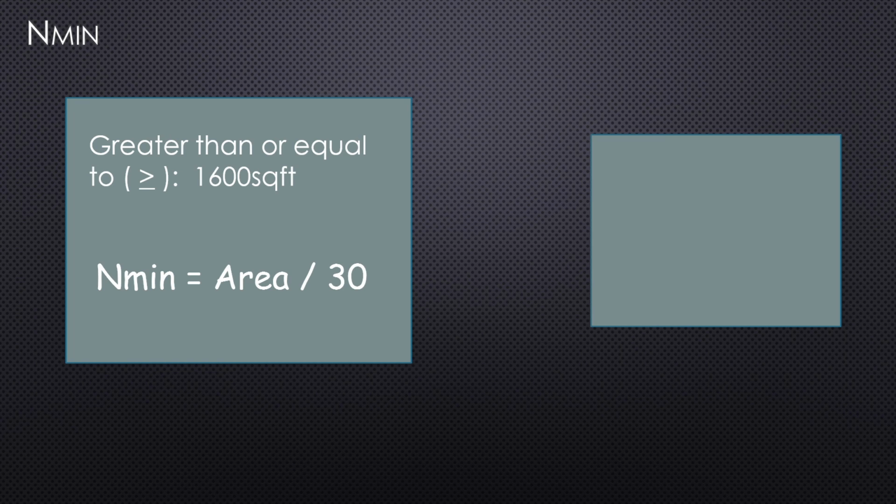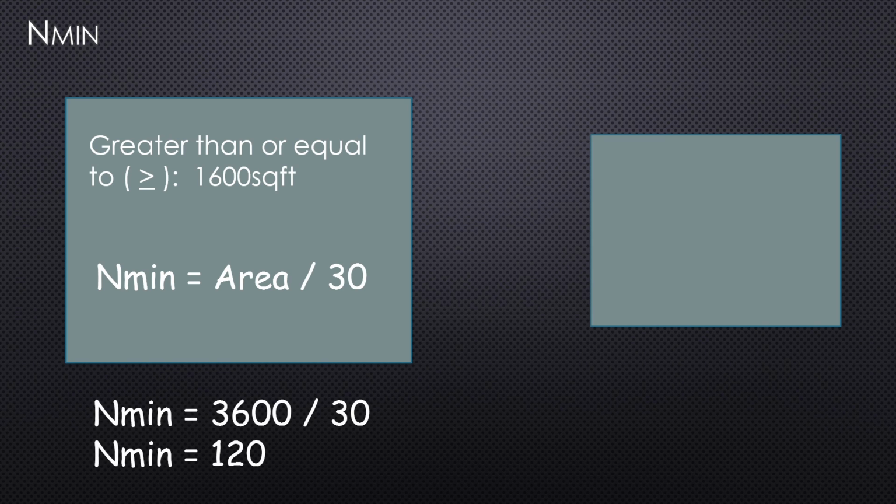So in simple terms, let's say I have a floor section that measures 3,600 square feet. Then to get the N-min, otherwise known as the minimum amount of z-values that I need to collect for that section size, just take 3,600 and divide it by 30 and you get 120. So you actually need 120 z-values for that section in order to have enough data to be considered statistically significant.